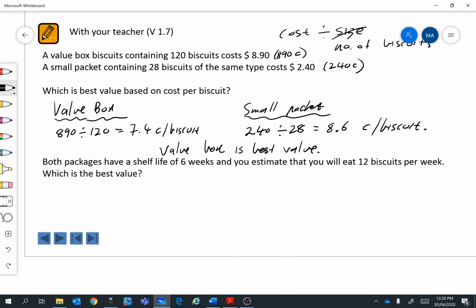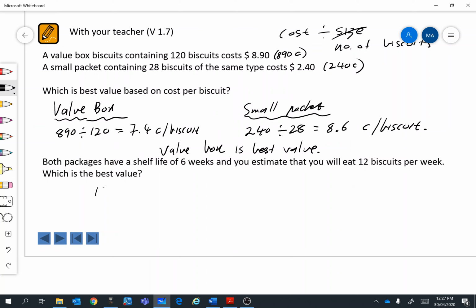Now, sometimes you'll be asked about the shelf life of a product and whether it's still good value to buy in bulk, as we say. These biscuits have a shelf life of 6 weeks, so that means they're going to go off after 6 weeks. They're not going to be any good to eat. You're going to eat 12 biscuits per week, so which is the best value on that basis?